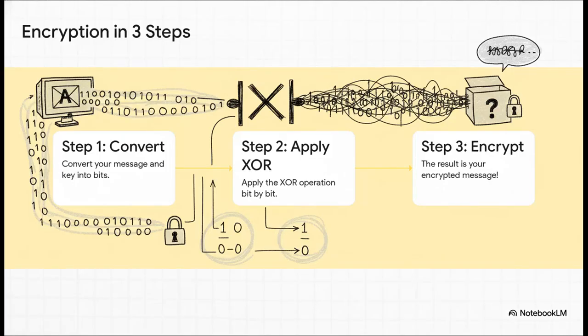So, how does this super simple logic create such powerful encryption? Well, it's basically a 3-step dance. First, your message and your secret key get turned into long strings of 1s and 0s. Second, the XOR operation is applied, 1 bit at a time, to both strings. The jumbled up result? That's your encrypted message, your ciphertext.